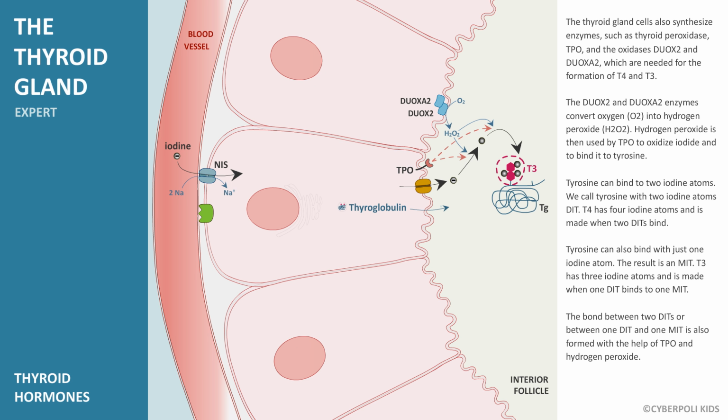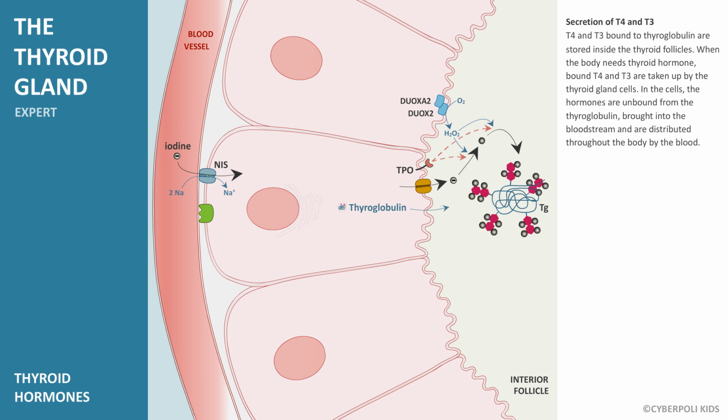The bond between 2 DITs, or between 1 DIT and 1 MIT, is also formed with the help of TPO and hydrogen peroxide. T4 and T3, bound to thyroglobulin, are stored inside the thyroid follicles. When the body needs thyroid hormone, bound T4 and T3 are taken up by the thyroid gland cells. In the cells, the hormones are unbound from the thyroglobulin, brought into the bloodstream, and are distributed throughout the body by the blood.